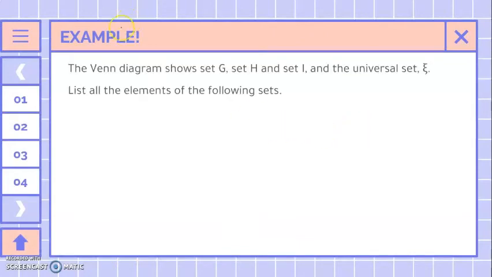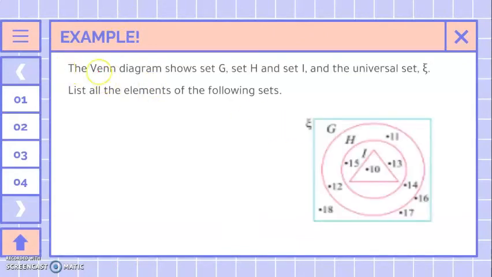So we will proceed with the example. The Venn diagram shows set G, set H, and set I, and the universal set. List all the elements of the following sets. Okay, so the first one is the complement of set G intersect with H. G, you have this one, and H, you have this one.